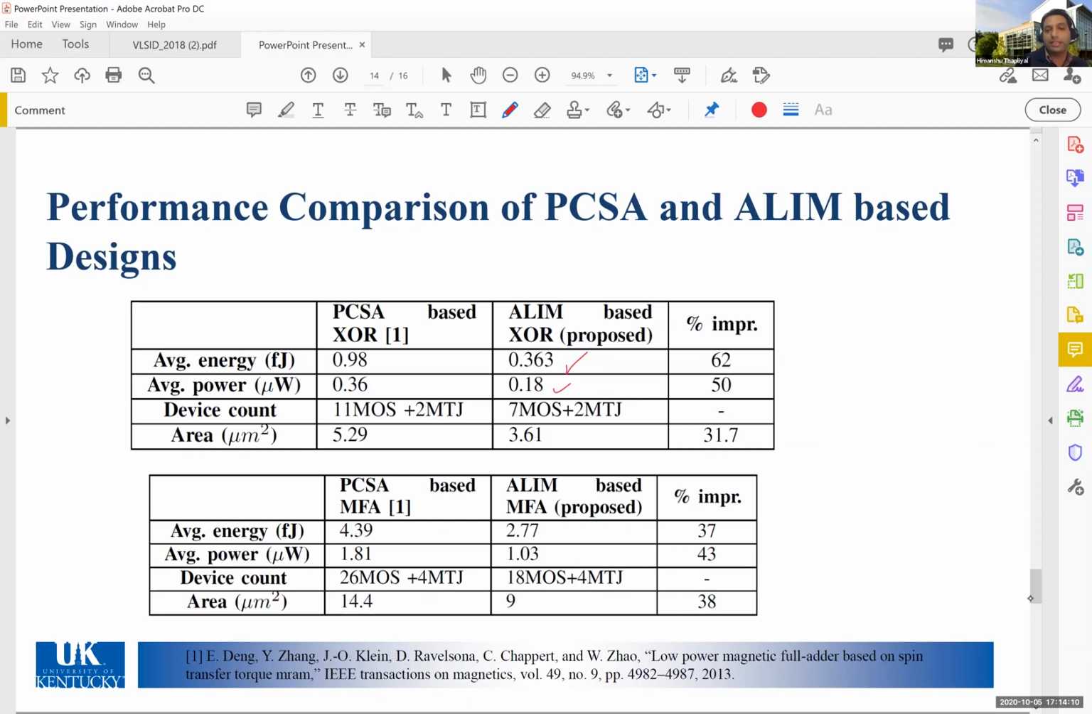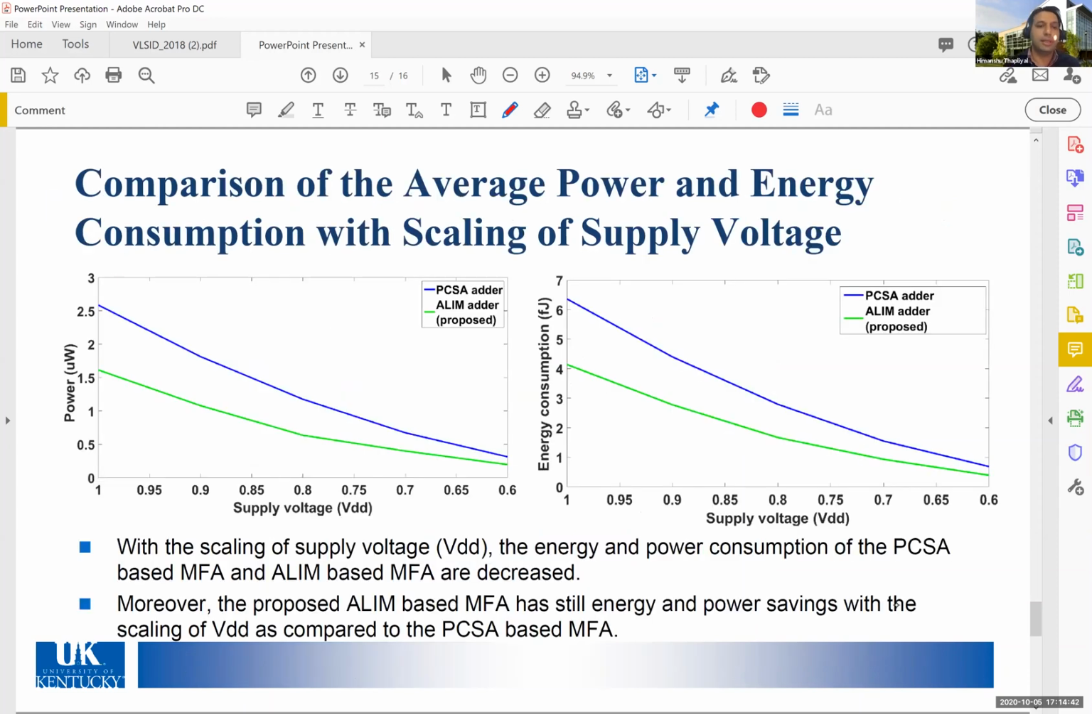Moreover, it takes a smaller number of MOS transistors. And I just told you why it takes fewer MOS transistors: because we are saving transistors in the PCSA design. Similarly, this is the reason for this magnetic full adder. Here it is 26 MOS, but in our case it is 18 MOS, because again we are saving transistors in the PCSA design, and we also have low power and low energy characteristics.